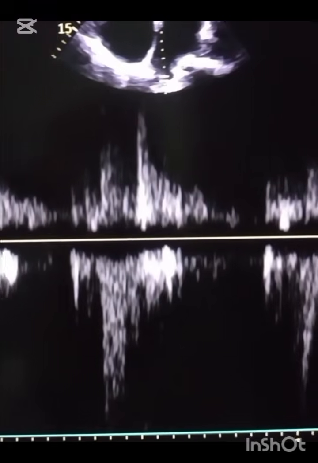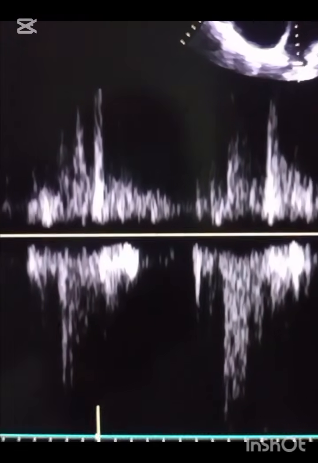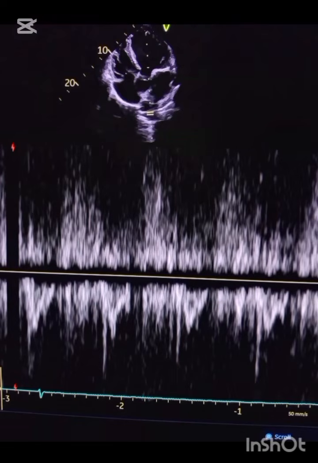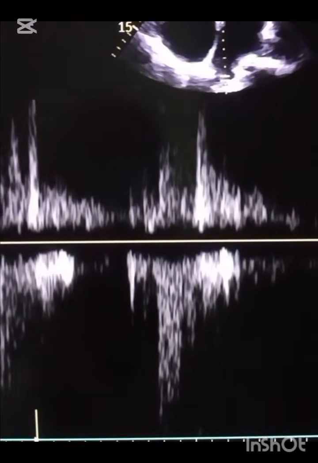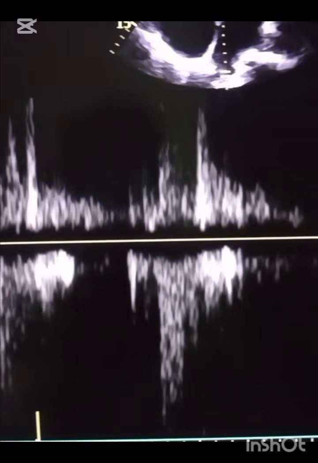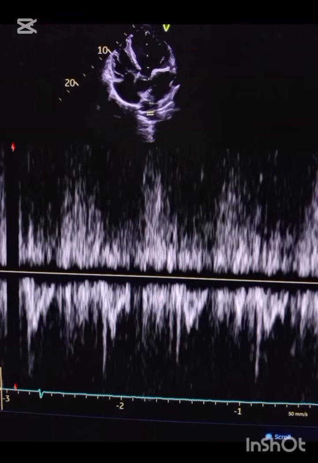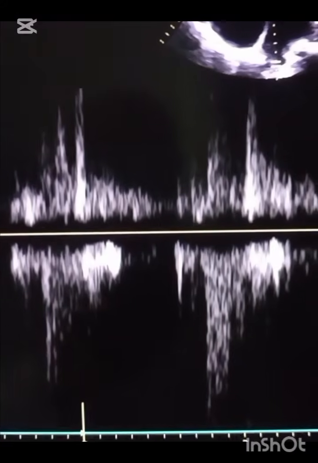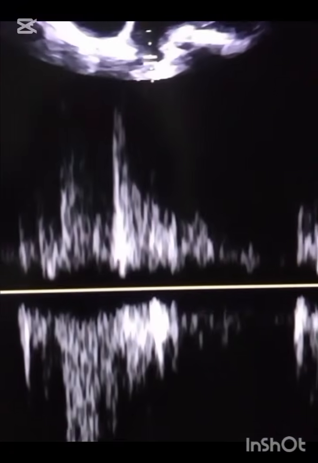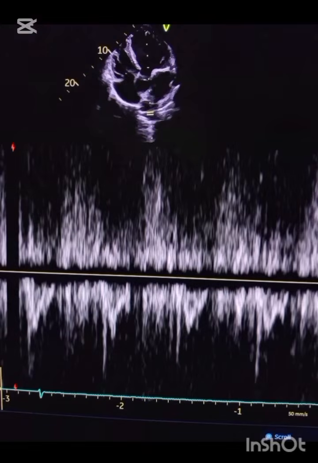You see in this video, in this image, there is a reversal of flow in the pulmonary vein. The negative Doppler shift occurs, and also in this image you see a negative Doppler shift. In the normal flow, there will be a positive Doppler shift. No negative Doppler shift will be seen, but in this case of severe MR, there is a negative Doppler shift. This means that there is flow reversal in the pulmonary veins.